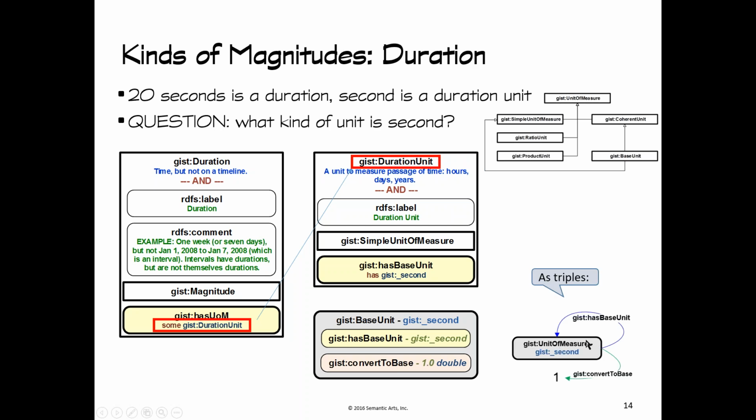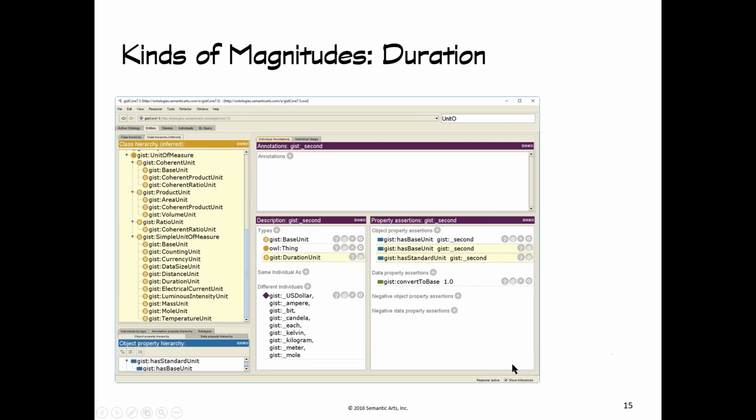This is another way to draw it out as triples. So it points to itself as a base unit, and it converts to base. That's the number 1. So here's what it looks like in Protégé. If you load this up, we have highlighted here just seconds. So that's one of the base units. And we start out by saying it's a base unit. It's also an all thing. But when we run inference, we see that it becomes a duration unit.